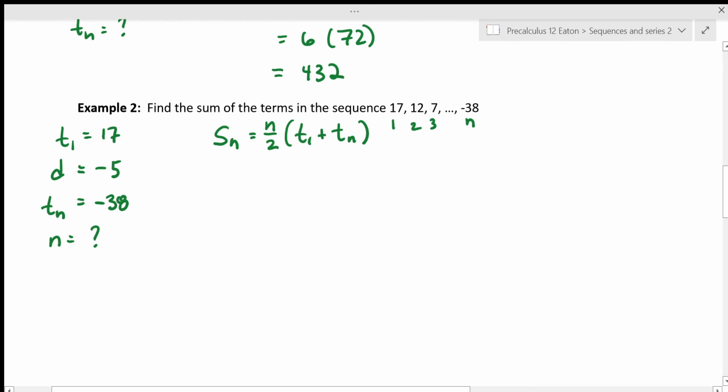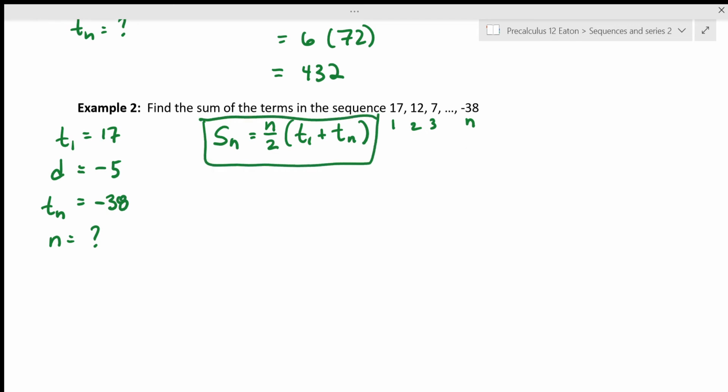So what we're going to do is put this formula right here on hold for a bit, and we're going to go back to our term formula. We have T sub n is T1 plus n minus 1 times d. So I'm going to replace my Tn with negative 38, my T1 is 17, and times n minus 1, my d is negative 5. And this is personally why I write all of these things down on the side, because that way once I get my formula down, I don't have to think quite as much about what goes where.